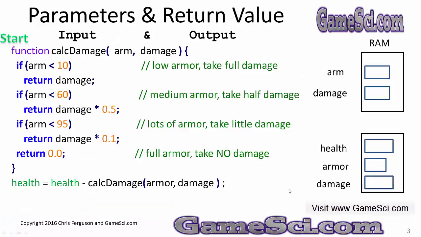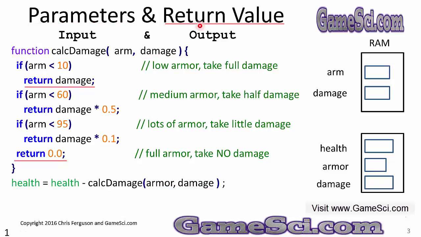Parameters and return values. Understanding parameters and return values is important for understanding functions. Parameters are input, return values are output. So here are the parameters. In the case of this function, calc damage, my parameters are going to be arm and damage. So my parameters are in the parentheses of the function header. That's where I see where my parameters are. They're in the parentheses of the function header.